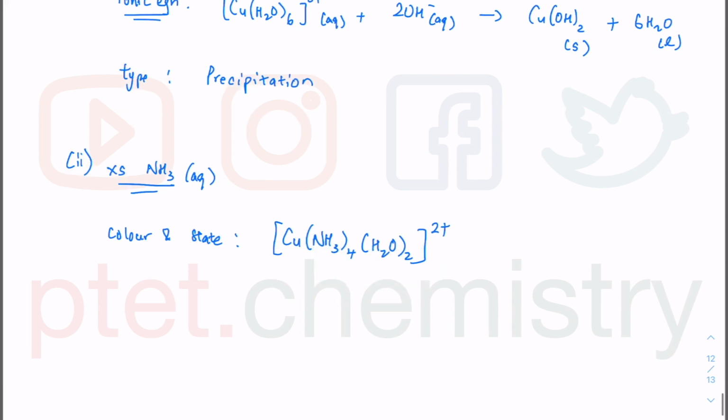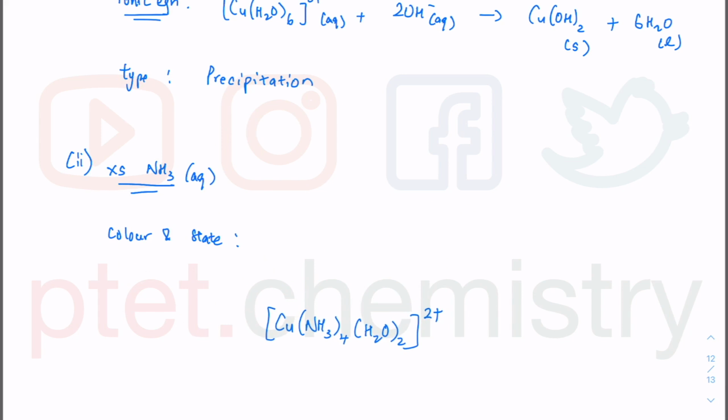They are asking for the color, so they are not asking for this thing. That is actually for the next bit. So the color of this is actually a dark blue, and it's a solution, meaning aqueous state. Okay, they want the color, they want the state. Now I need the ionic equation for this thing.